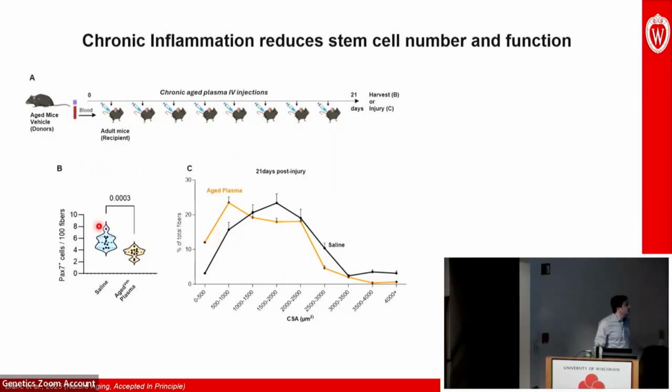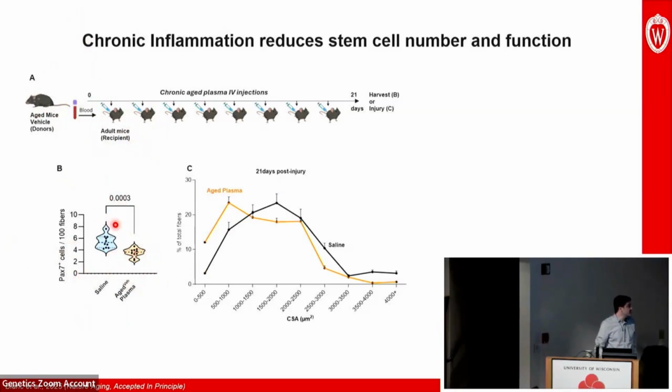And so what we did here is we recreated an aged environment in young mice by taking some aged plasma and chronically injecting that into the bloodstream of adult mice for 21 days. That alone was enough to reduce the number of muscle stem cells. So think of it, this is obviously very indirect, right? You inject plasma into the bloodstream and that has a direct impact on stem cells in the muscle.